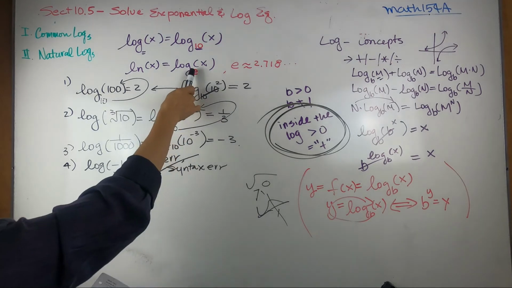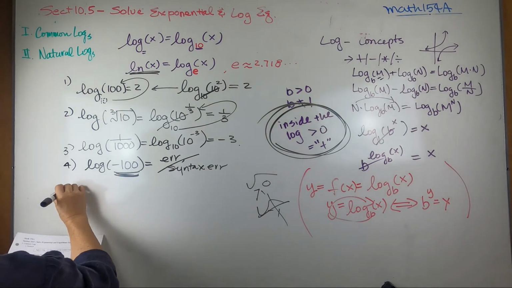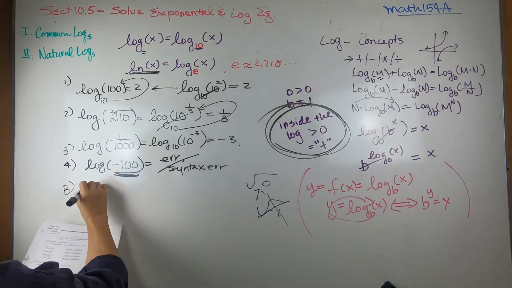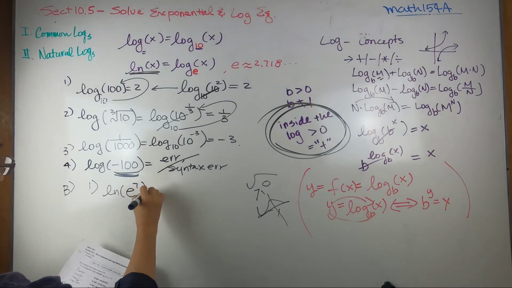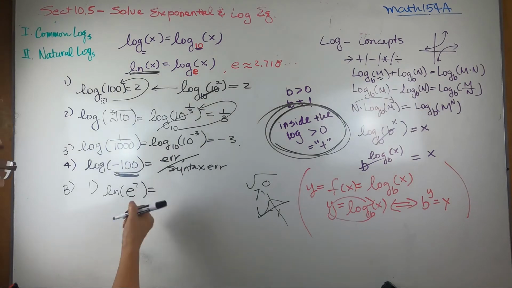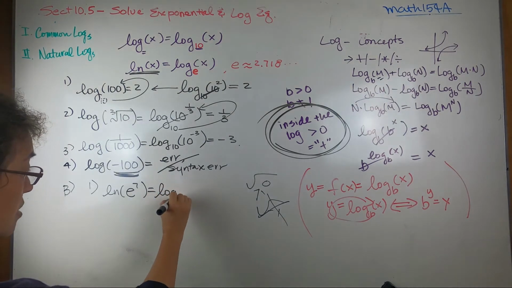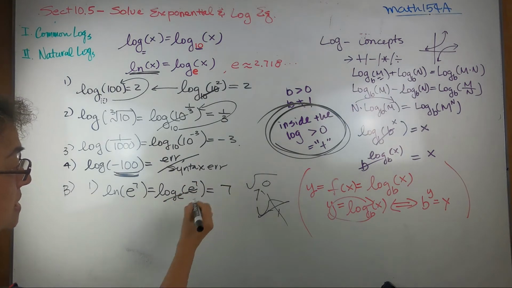Let's see. So we practice some common log. How about natural log? Okay, for this one. So for your natural log, let's see. If your first one, natural log e to the 7, what do you think? You can punch it into the calculator. Practice that. So then what do we have? That means a log e to the 7. So that would be 7.